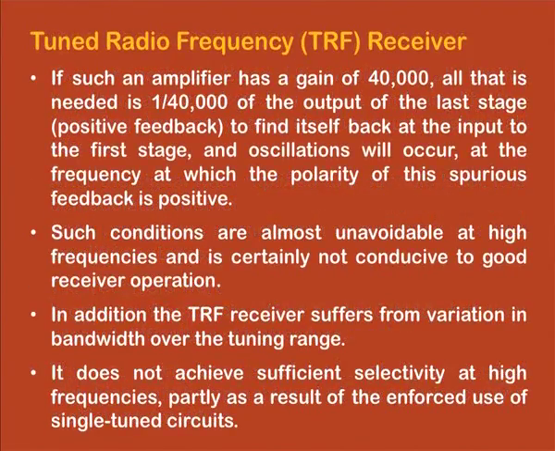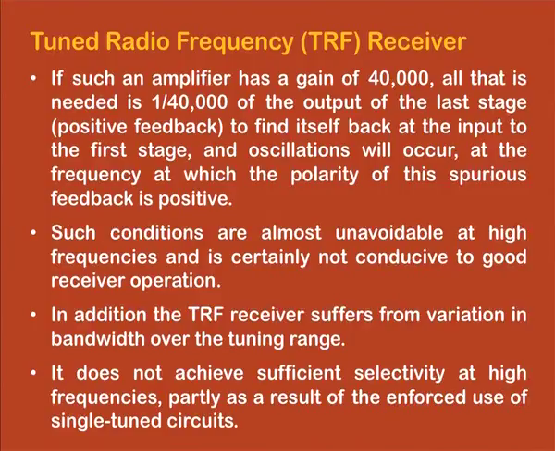So, if such an amplifier has gain of 40,000, all that is needed is 1 by 40,000 of the output of the last stage as positive feedback to find itself back at the input of the first stage, and the oscillations will occur at the frequency at which the polarity of this spurious feedback is positive. Such conditions are almost unavoidable at higher frequencies and are certainly not conducive to good receiver operation.